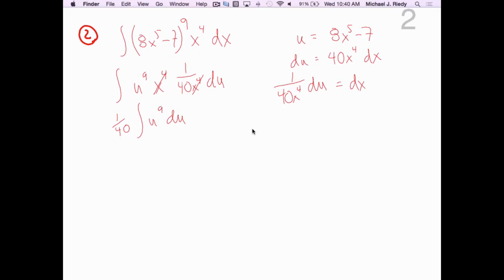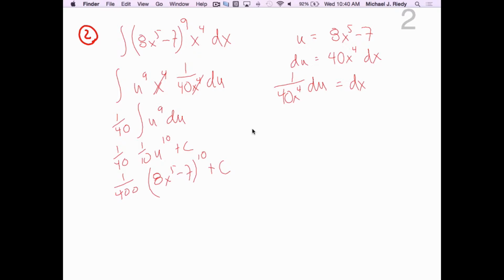Okay, Grant, you started this mess. Finish it. What's the antiderivative of u to the 9th? 1/10 u to the 10th plus c, which would then be 1/400th times 8x to the 5th minus 7 raised to the 10th power, plus c.